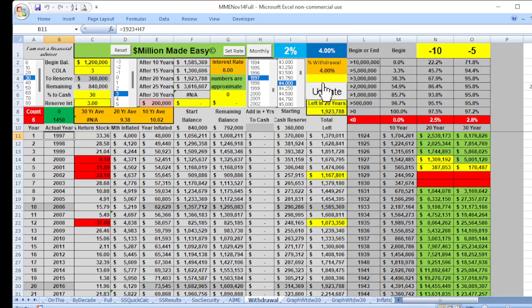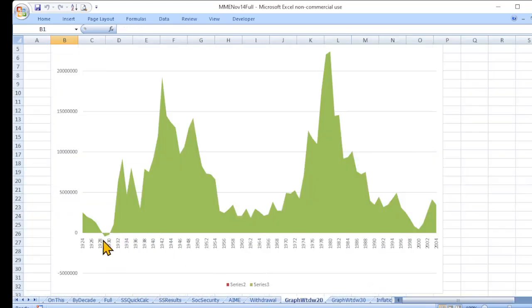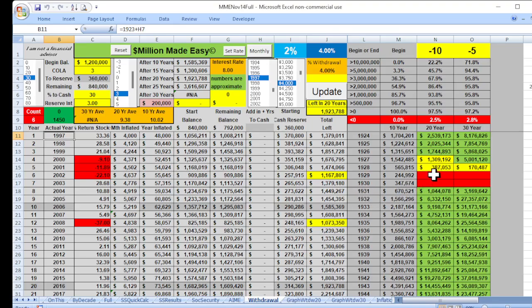Right now, we've got a 2% failure rate, which if you look right here, the only time you have a problem is 1920, 29, and 1930. Every other scenario, you're just fine. You can see it right here. This is what you'd have left after 10 years, 20 years, 30 years. You'd have a 97.5% success rate over 20 years and a 2.8% failure rate over 30 years.